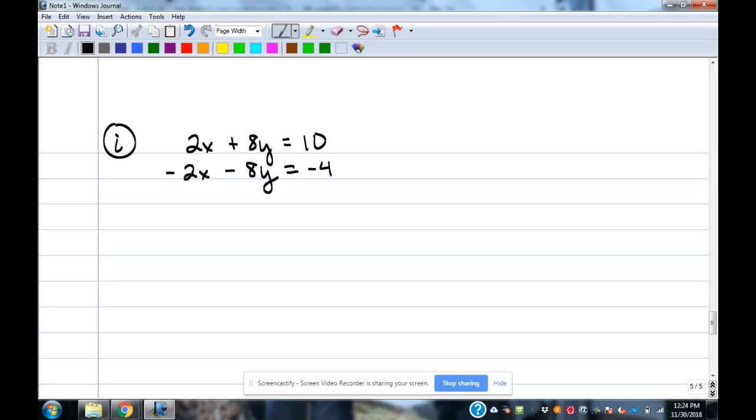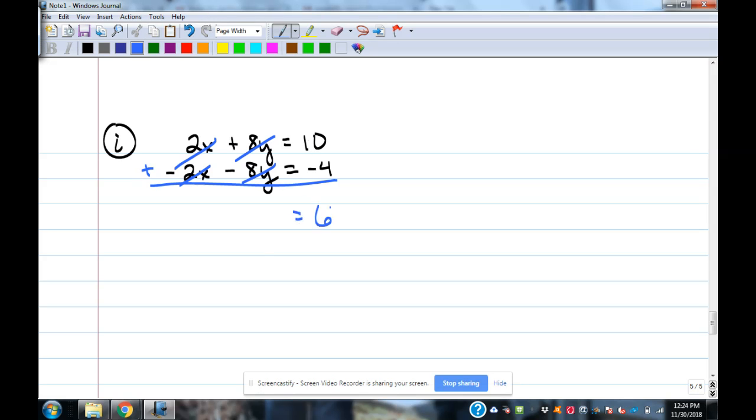So their x and y are on the same side, so I don't have to move anything to get it ready for elimination. Next thing to look at is see if we have opposites. Do we have opposites here? Yes. Yeah, got a lot of them, right? The x's have opposites, but so do the y's, right? So when I add these together, the x's cancel and the y's cancel. 10 plus -4 is 6.